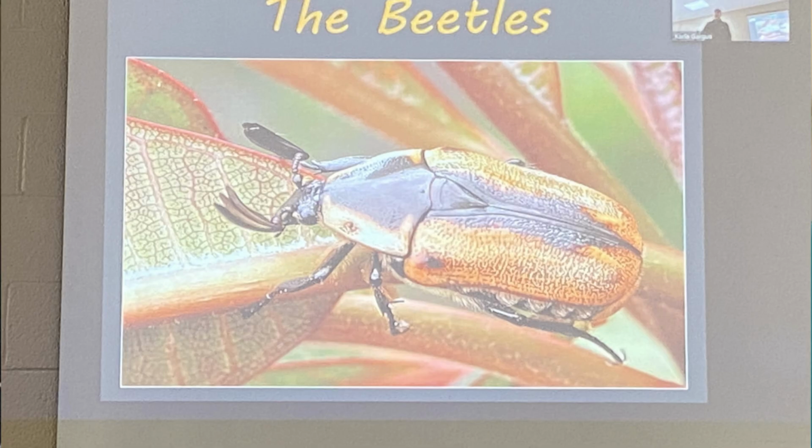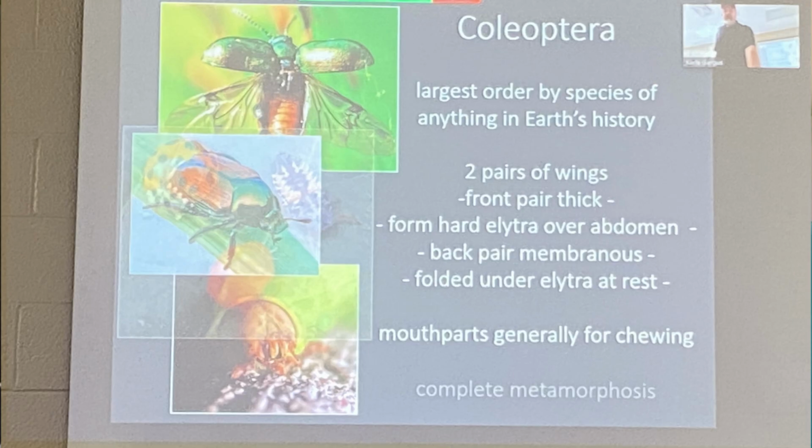The beetle. The Coleoptera is the largest order by species of anything in history. 2 pairs of wings, front pair thick, from hard elytra over abdomen, back pair membranous, folded under elytra at rest, mouth parts generally for chewing. Complete metamorphosis.